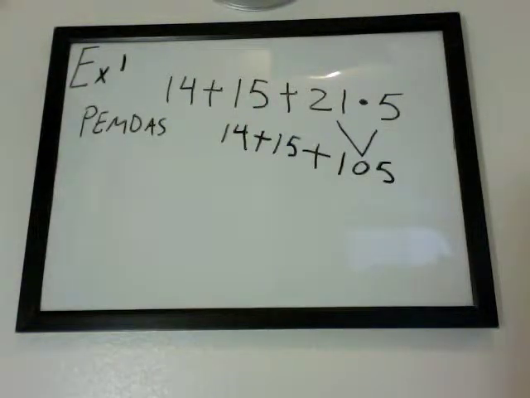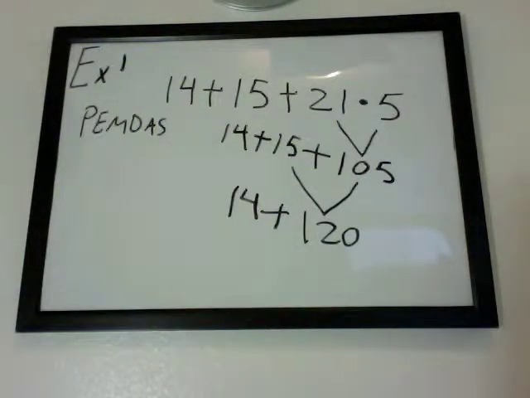Now it's just strictly adding. Let's add the 15 and the 105 together. And we get 120. Bring down the plus 14. So 14 plus 120 is 134. And that would be our final answer.